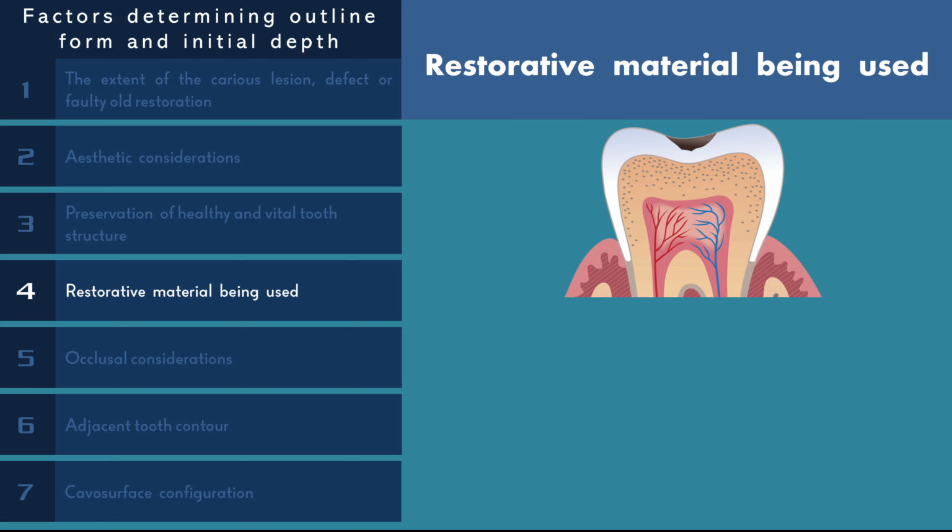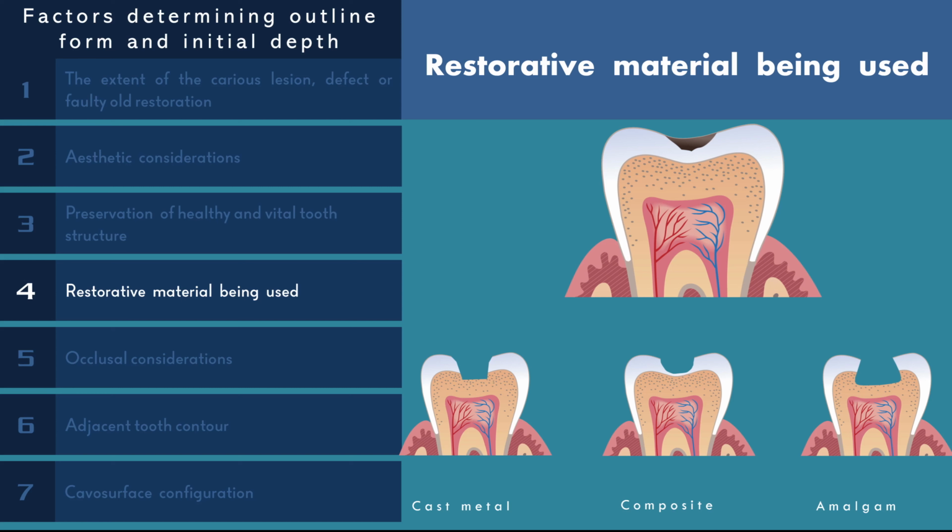In the first picture, you can see that there is a decay. In the second, third and fourth pictures, you can see the cavity outline for a cast metal restoration, composite and an amalgam restoration. The caries is just the same, but the tooth preparation for all three types of restorations is different. This is because each restorative material requires a tooth preparation of different shape and configuration.